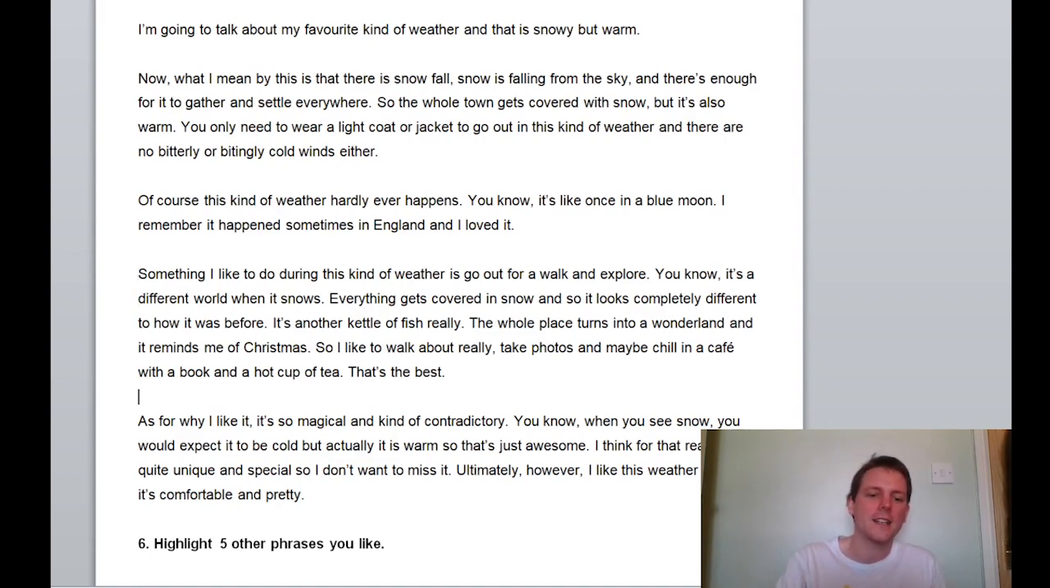As for why I like it, it's so magical and kind of contradictory. You know, when you see snow, you would expect it to be cold, but actually it is warm, so that's kind of awesome. I think for that reason, it is quite unique and special, and so I don't want to miss it. Ultimately, however, I like this weather because it's comfortable and pretty. Okay, and that's it. That's my answer, alright.